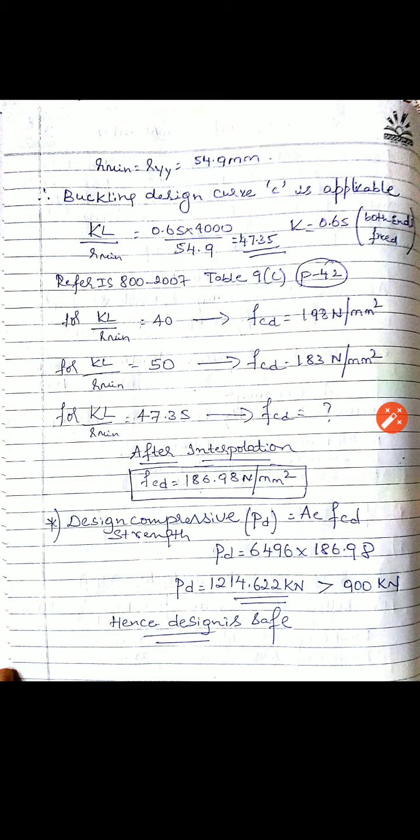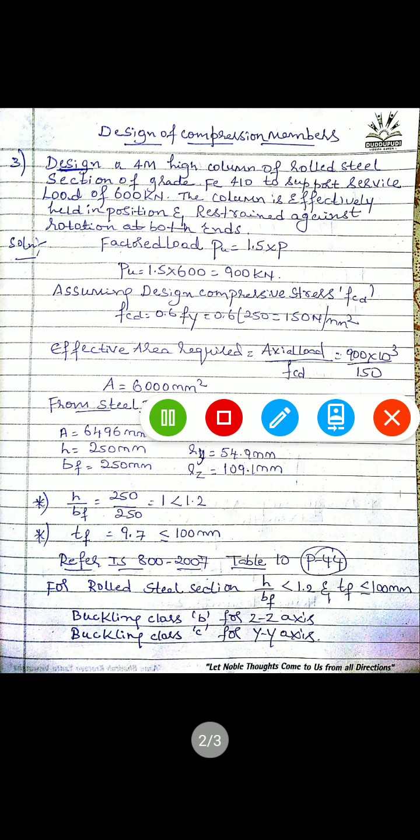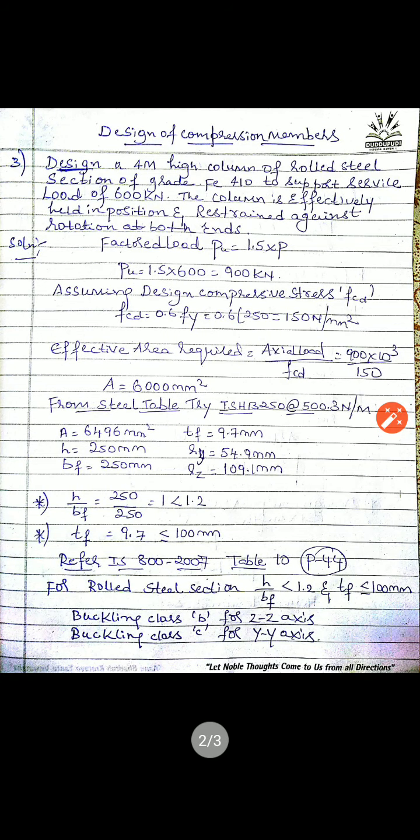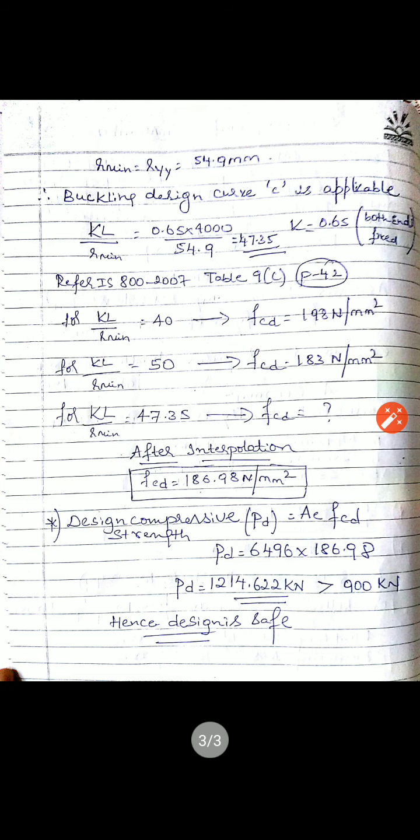Next thing is to find the design compressive strength, that is given by area into fcd. The area of the section we got is 6496, into fcd 186.98. So we got the design compressive strength as 1214.622 kN. The meaning is, the section we have selected, ISHB 250, can resist a load of 1214.62 kN, but the load coming is 900 kN, hence it is safe.